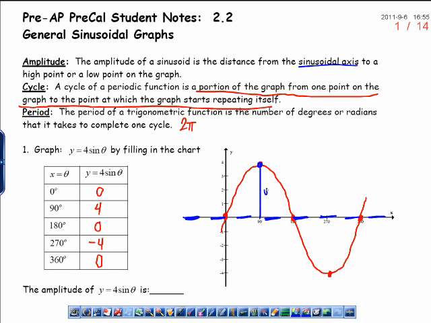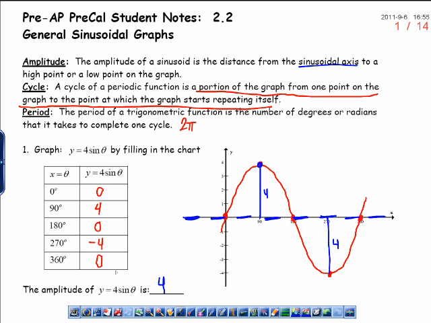Okay, so that's 4 right there. Same thing if I look over here at 270 degrees. From the middle, the sinusoidal axis, to the lowest point, that's 4. That means that the amplitude of y equals 4 sine theta is 4. So you can kind of make a conjecture as to what would happen if we changed this 4 to a different number.